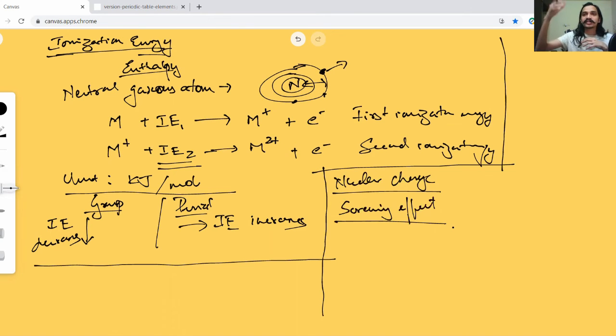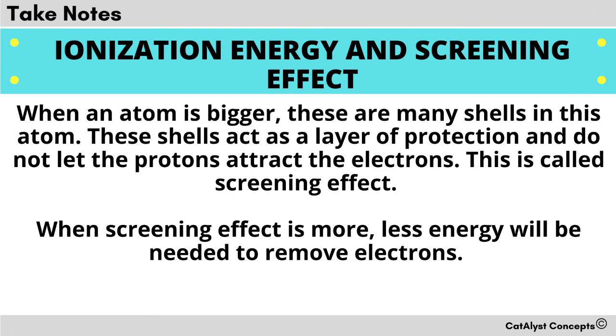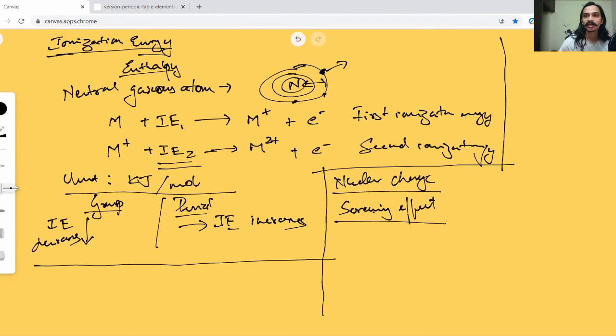It's not just the distance, it's also the other electrons in between that form a shield between these two, so it's also called the shielding effect. With bigger atoms, because of the screening effect, it's easier to remove an electron. You don't need so much energy because the attraction is not high. So the bigger the atom or the more the screening effect, the less ionization energy is needed.